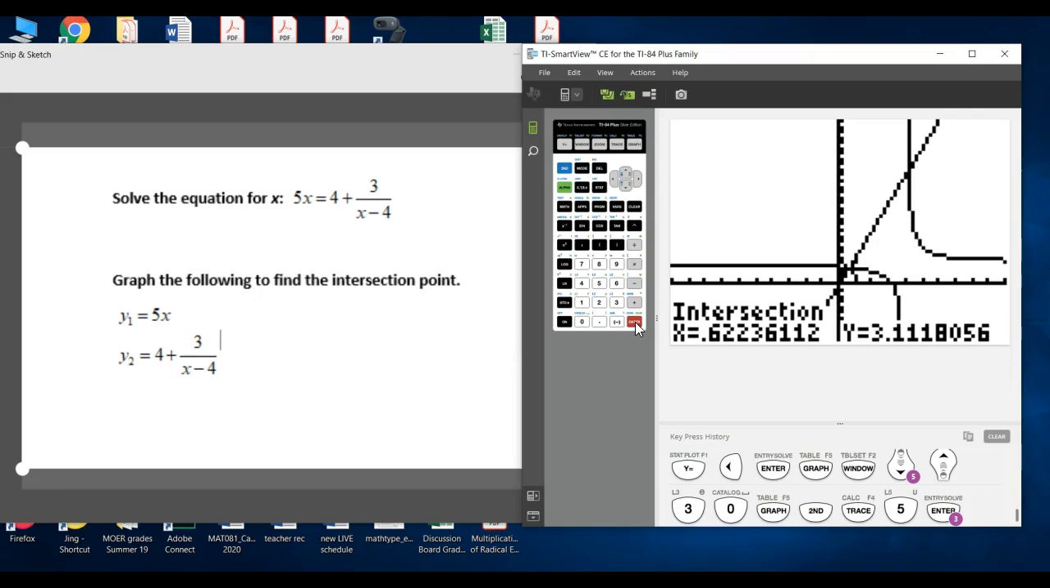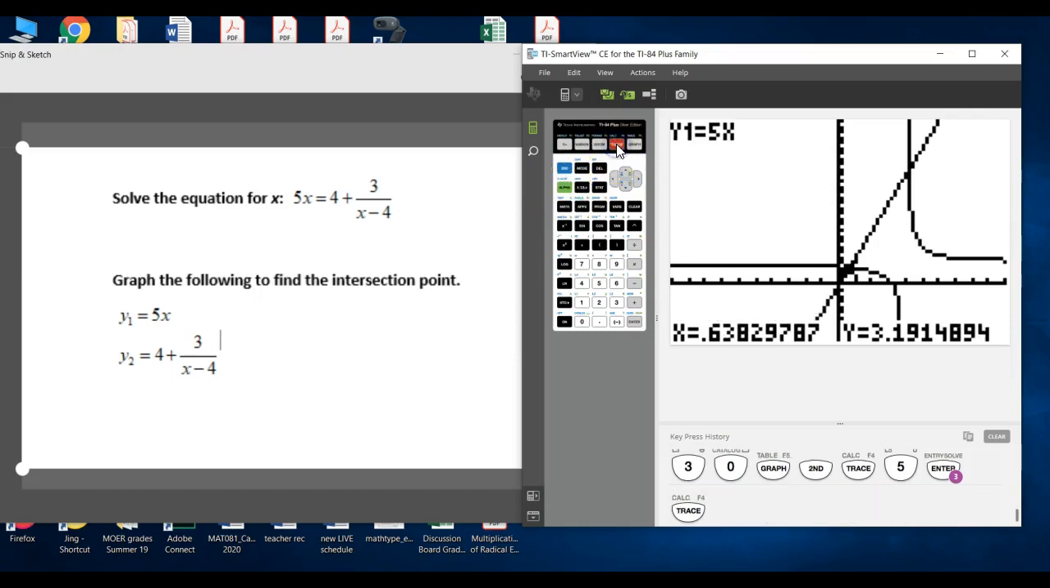Make a note of that ordered pair, just somewhere on a post-it or somewhere, because we're going to come back to it in the next example. But I'm not done yet. I still have to find this other intersection point. So I'm going to press trace, not second trace, just regular old trace. Notice it tells me up here in the upper left-hand corner, my cursor's on the linear graph. If I move to the right, it's going to scoot my cursor over closer to that second intersection point.